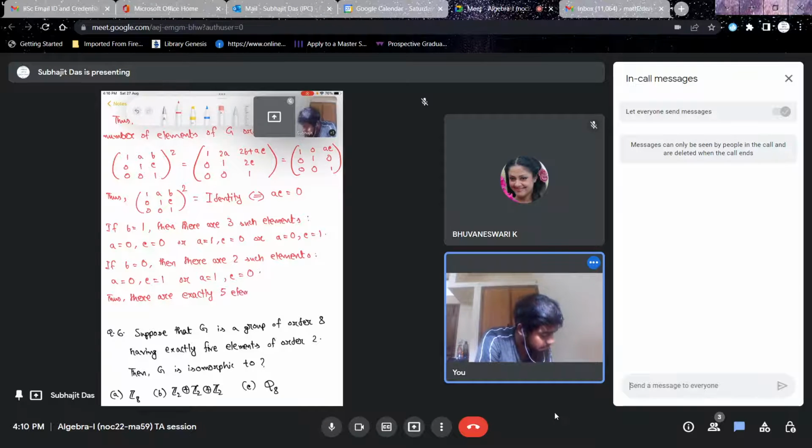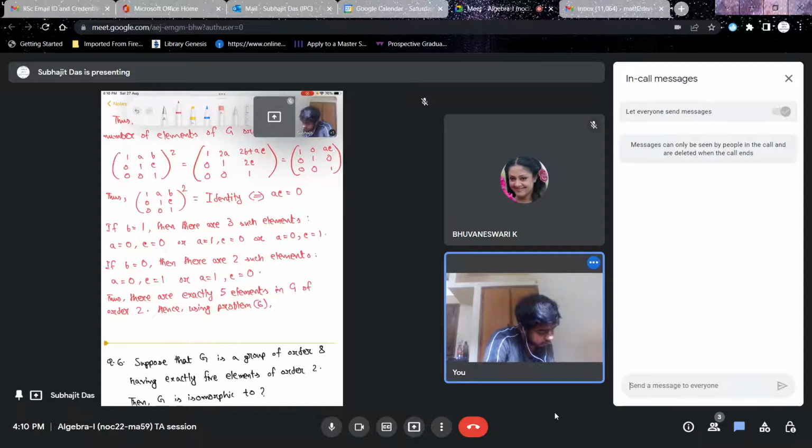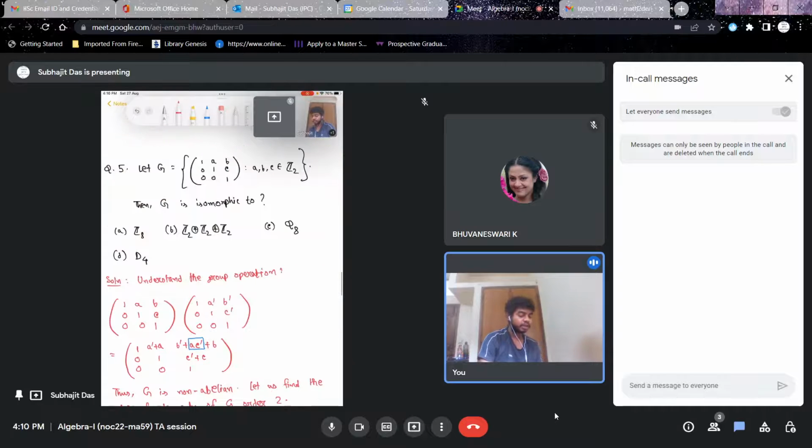5 elements in G of order 2. Hence, using problem 6, we know that the correct answer is certainly D4. D4 is the correct answer. Okay. So here again D4 is the correct answer, because Q8, as we saw, has exactly 1 element of order 2, right? So D4 is the correct answer.